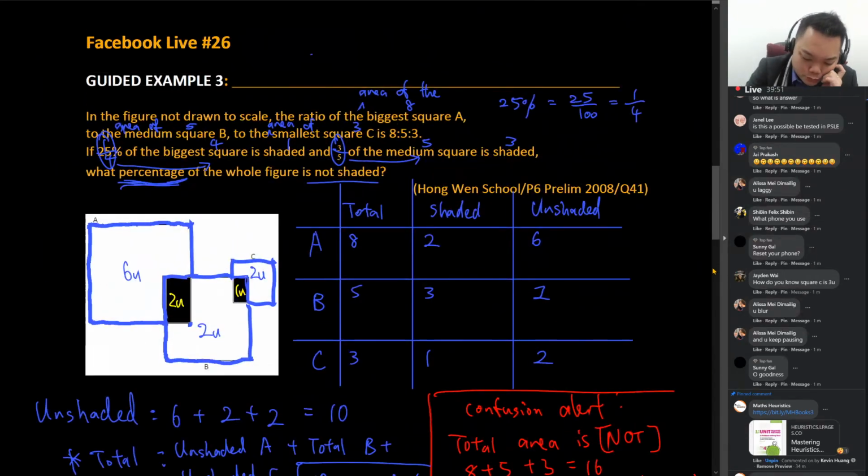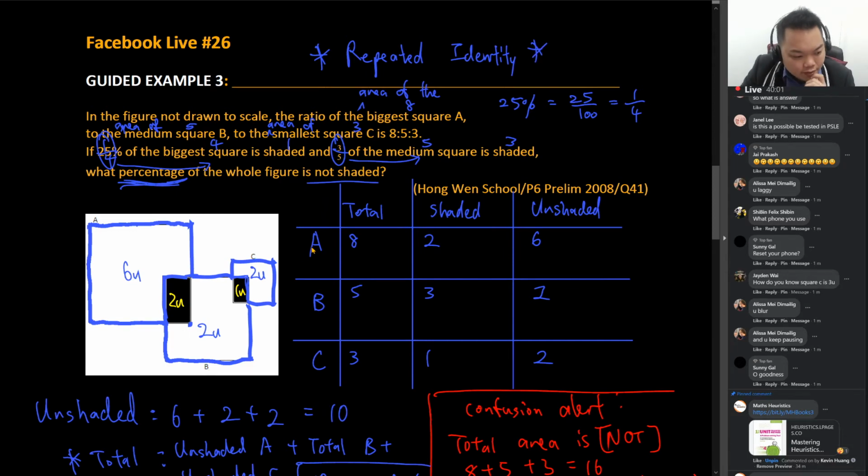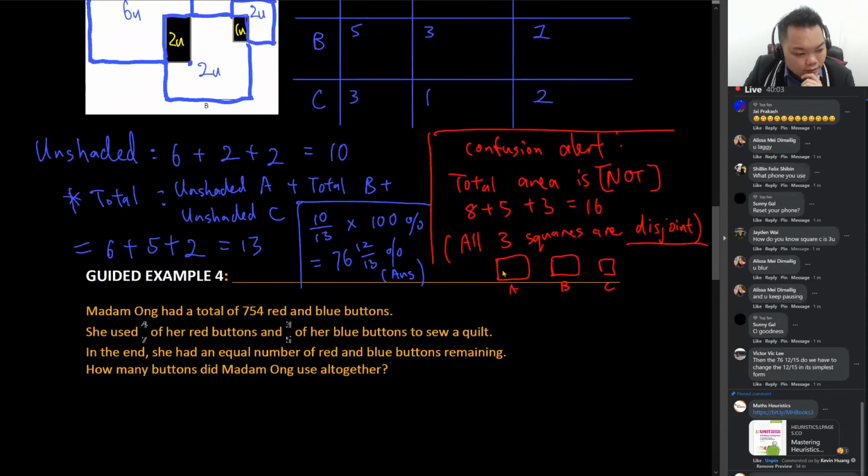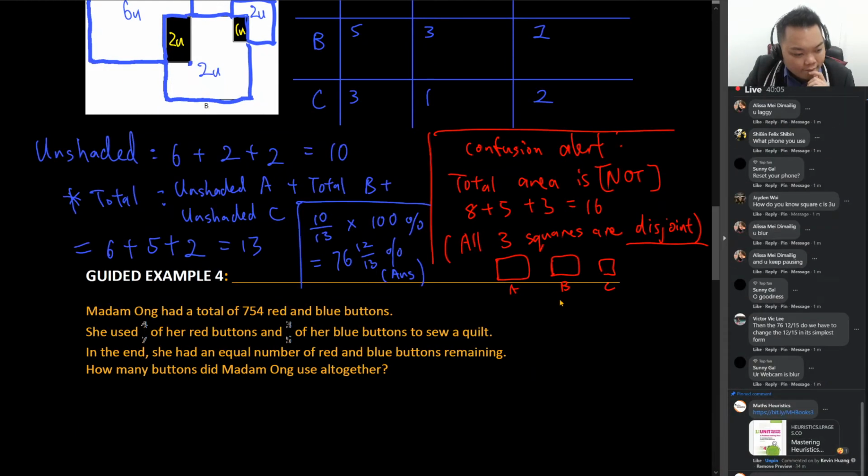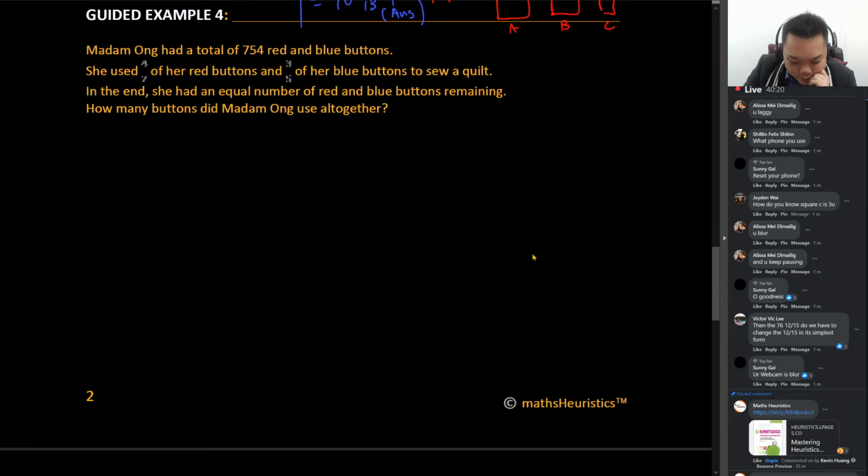So before you move on, this idea here is on repeated identity. No, that is not 15. That is 13. This is not 15. This is 13. Okay, let's move on to number 4.